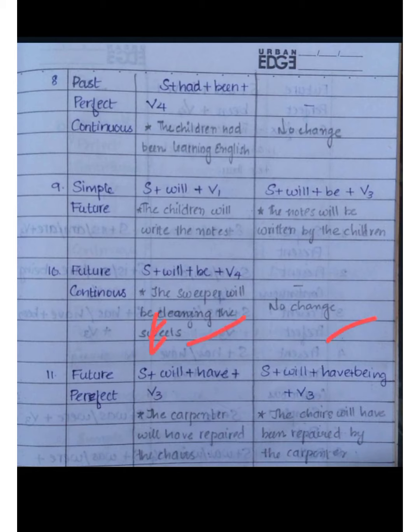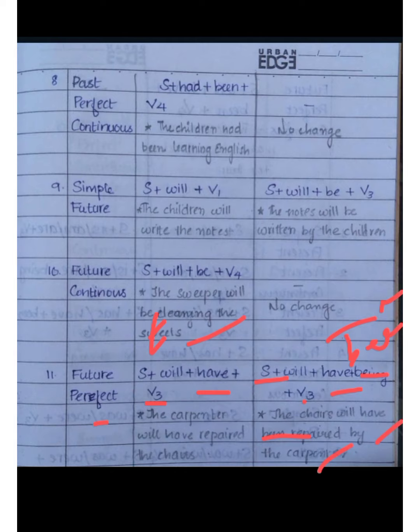If the active voice is in future perfect tense, like subject plus will plus have plus V3 form of the verb, it will change into subject plus will plus have plus been plus V3 form of the verb. Like example, the carpenter will have repaired the chairs. The chairs will have been repaired by the carpenter.